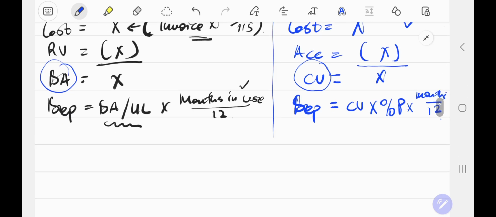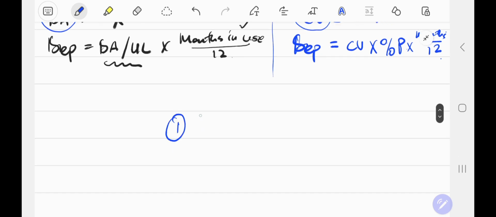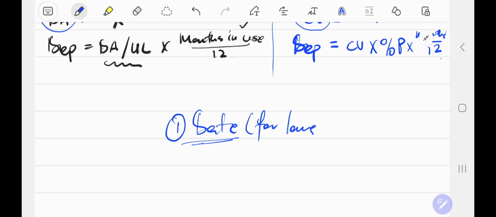Then the next thing that you need to consider, you have to look at the dates. It's very important to understand the dates and their meaning. So dates tell you for how long you have used the asset. They help you to answer the question, for how long have you used the asset.